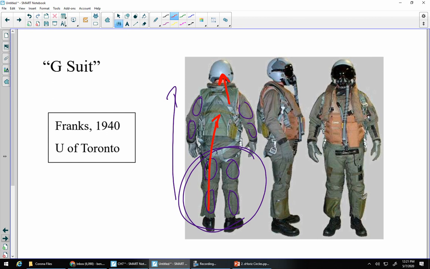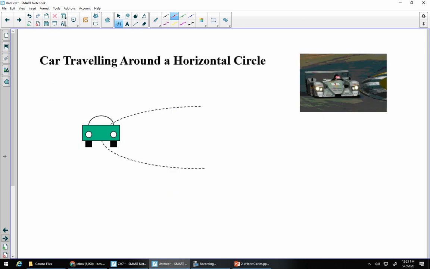More modern ones are hooked up to air pressure, and you've got accelerometers in the airplane and in the suit that tell you when you need it in your legs, when you need it in your arms, and stuff. Pretty high tech, pretty neat stuff.